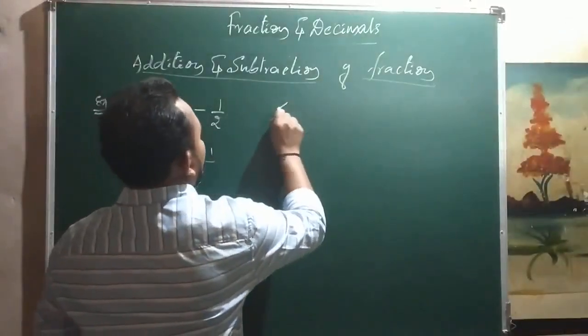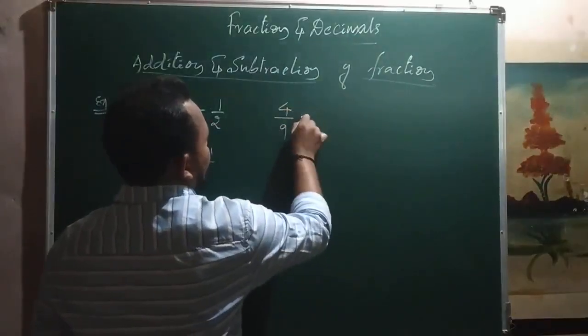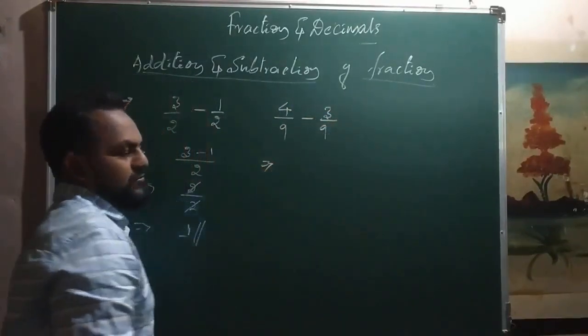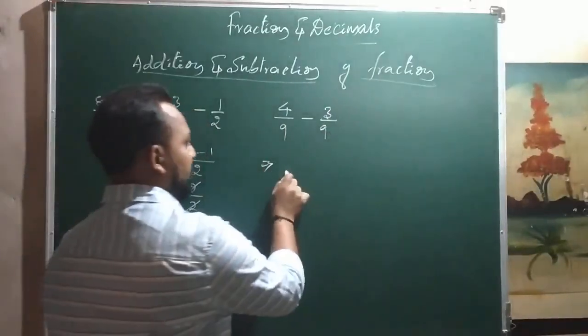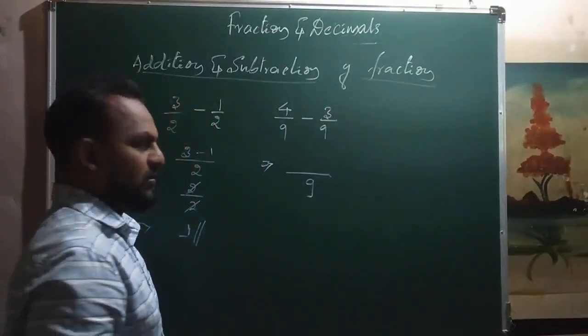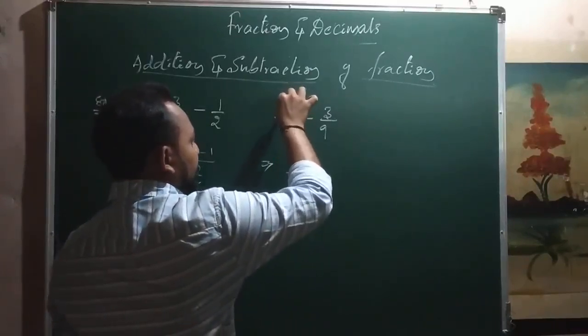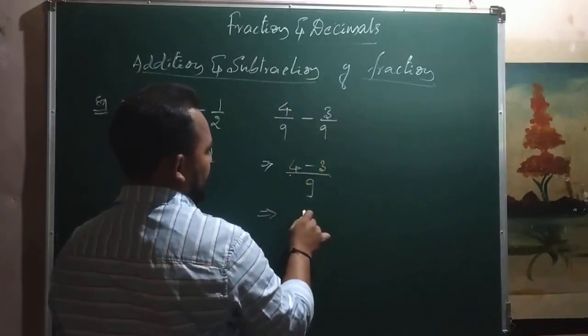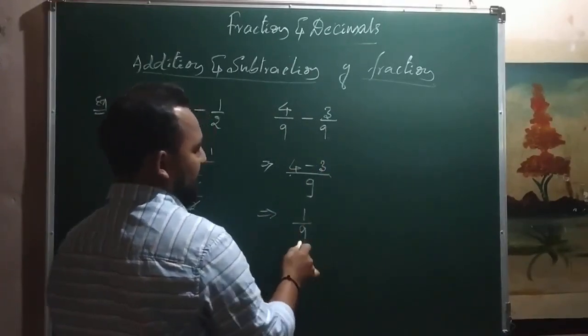Then 4 by 9 minus 3 by 9. Again these are like fractions, so write the denominator. 9 is the denominator. Then 4 minus 3 is 1. So the answer is 1 by 9.